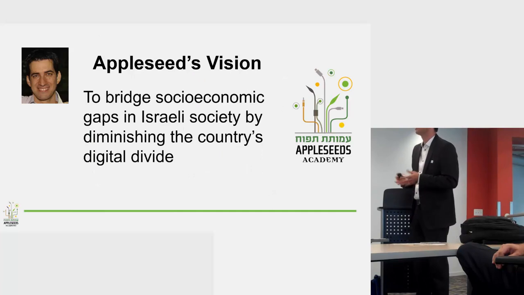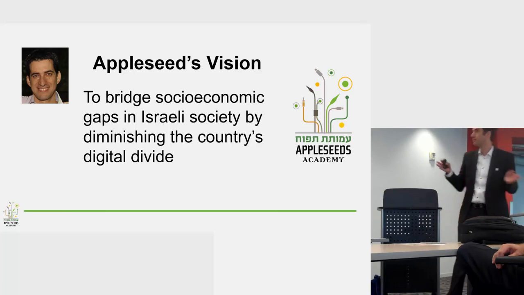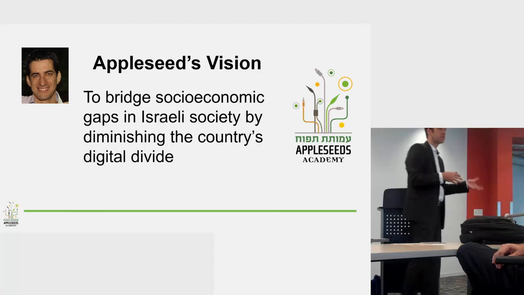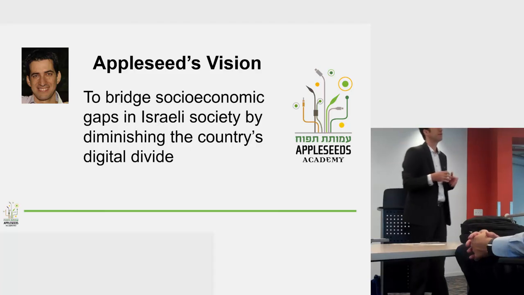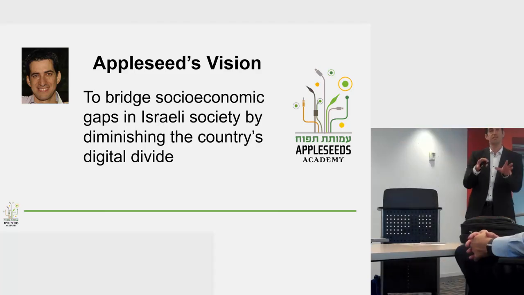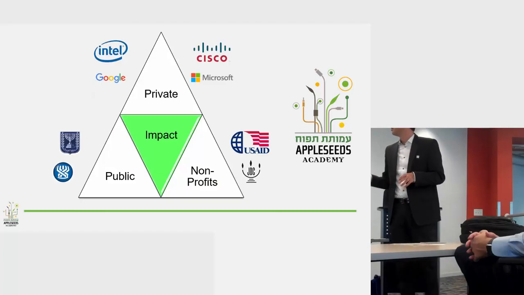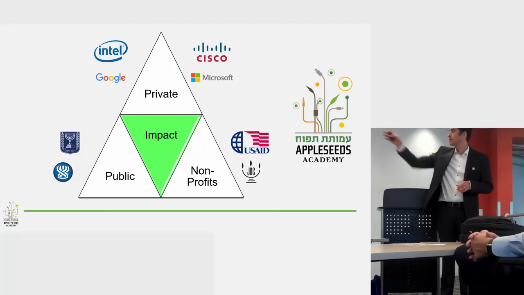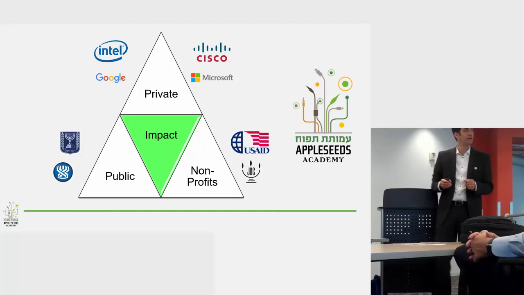Appleseeds Academy was founded in the year 2000 in order to bridge socioeconomic gaps by diminishing the country's digital divide. We do that by delivering digital literacy training, focusing on training that will help people get jobs and get better education. We believe these are the two most important factors that will influence the economy. We do that by forming sectorial partnerships, private, public, and non-profits. You can see some of our supporters in this slide. We believe that's the right way to get impact.